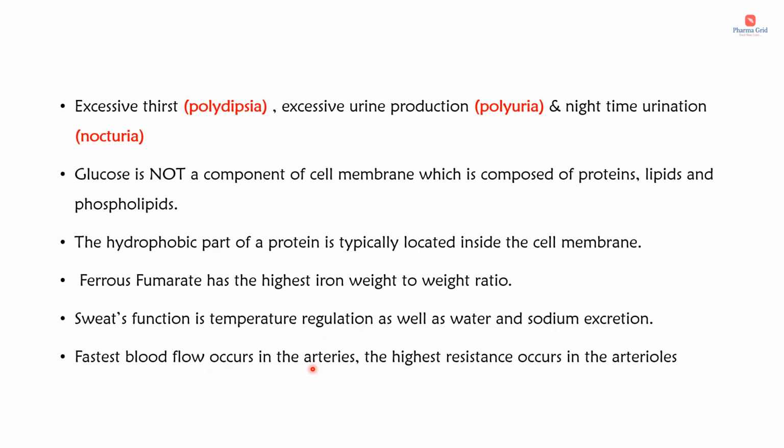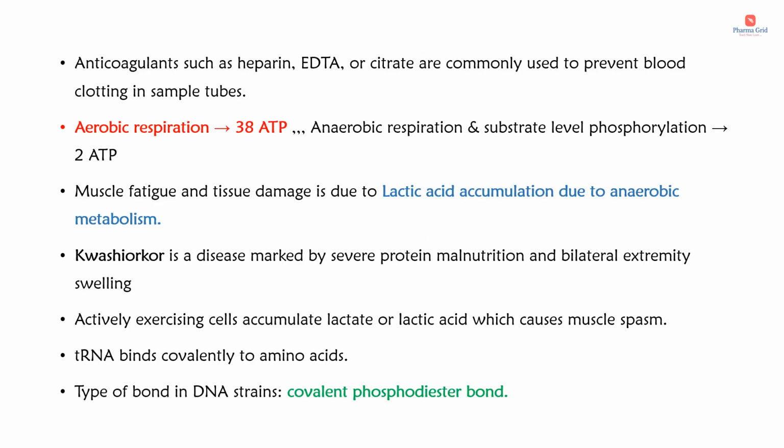Fastest blood flow occurs in the arteries. The highest resistance occurs in the arterioles. The arterioles provide the highest resistance in the systemic circulation, accounting for roughly 80% of the total vascular resistance. Because of this, they are frequently referred to as resistance vessels. Anticoagulants such as heparin, EDTA, or citrate are commonly used to prevent blood clotting in sample tubes.